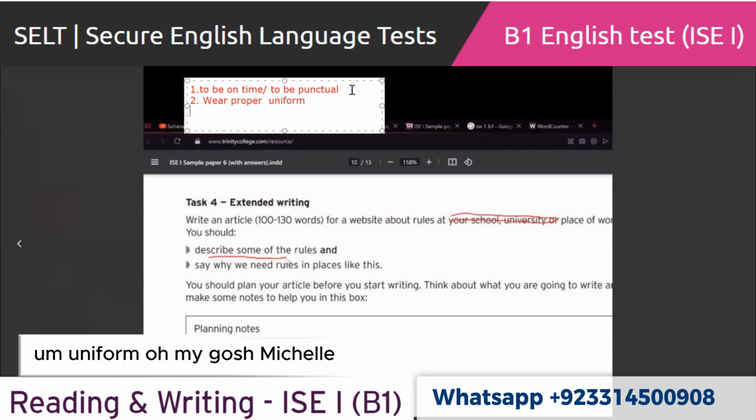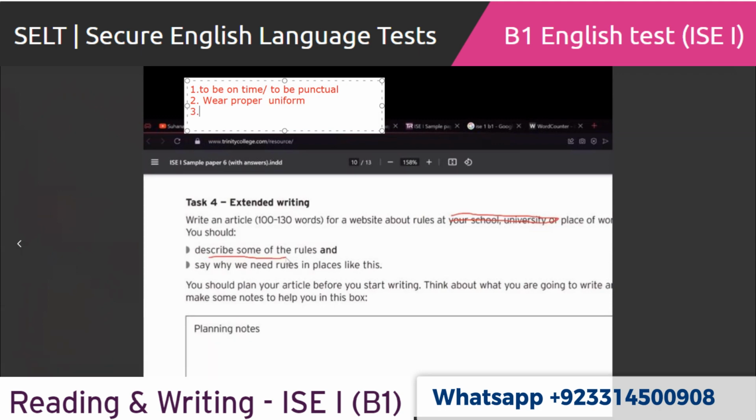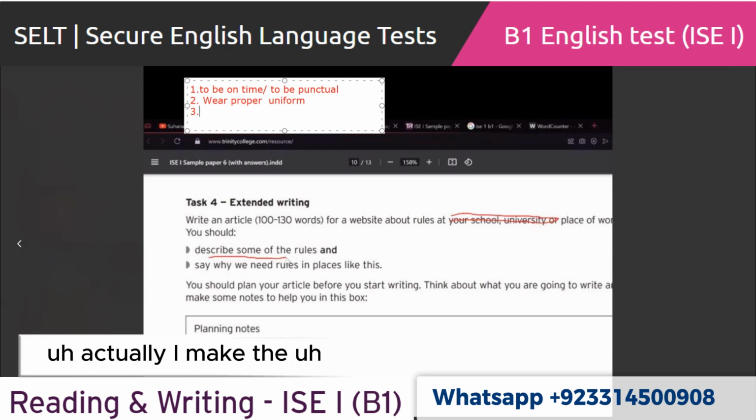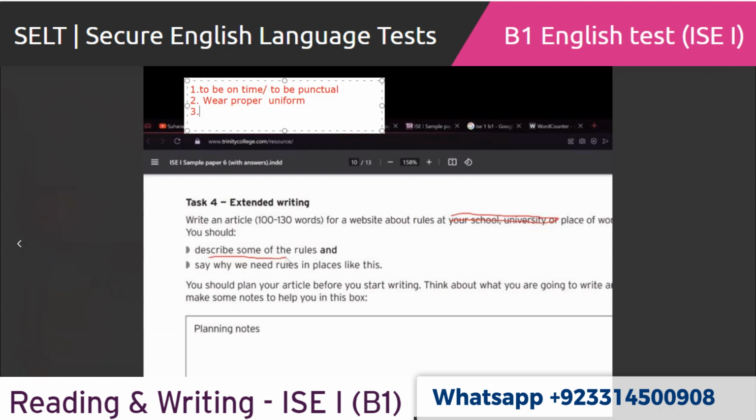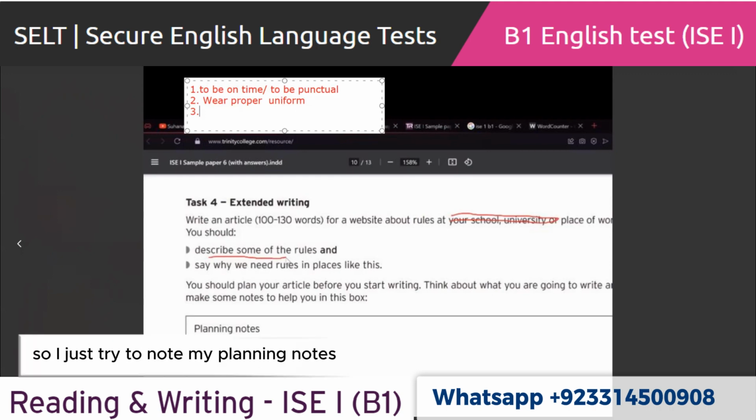Michelle, tell me another rule. I made the planning notes but didn't write them properly, so I just tried to note my planning notes and send them to you. No problem, beautiful. Whatever you've done, you can tell me here. You can share your ideas with me because ideas are precious. Can I just give you an idea, and participate with us?